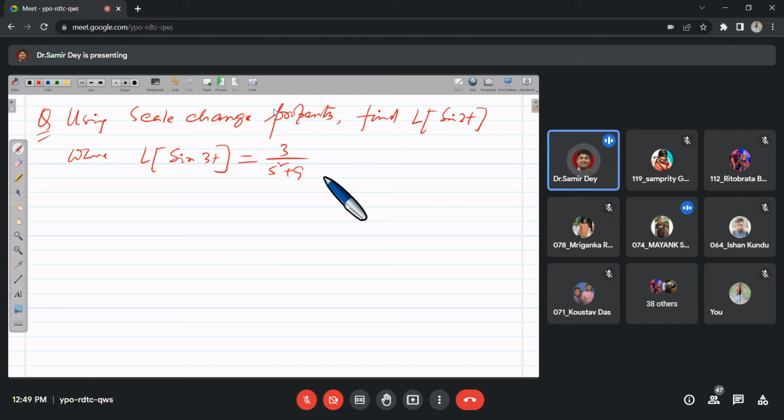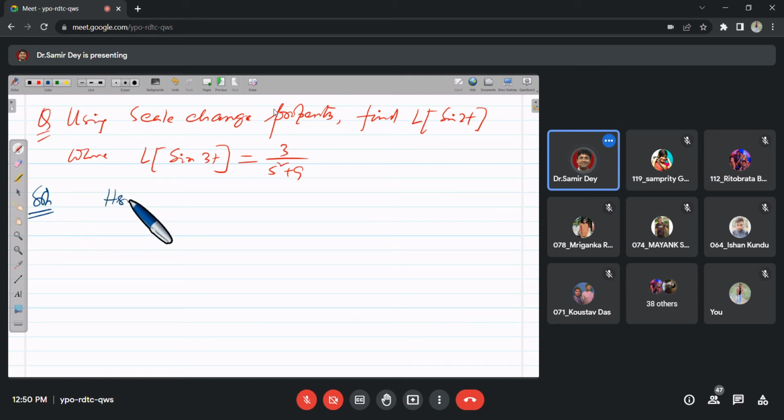Suppose you want to find L of sin 2t. You know what will be the result. Anyone can tell me the value of L of sin 2t? 2 by s square plus 4. Okay, very good. But you have to find this result with the help of L of sin 3t. Now try to understand how to solve it. Very simple question, but very interesting.